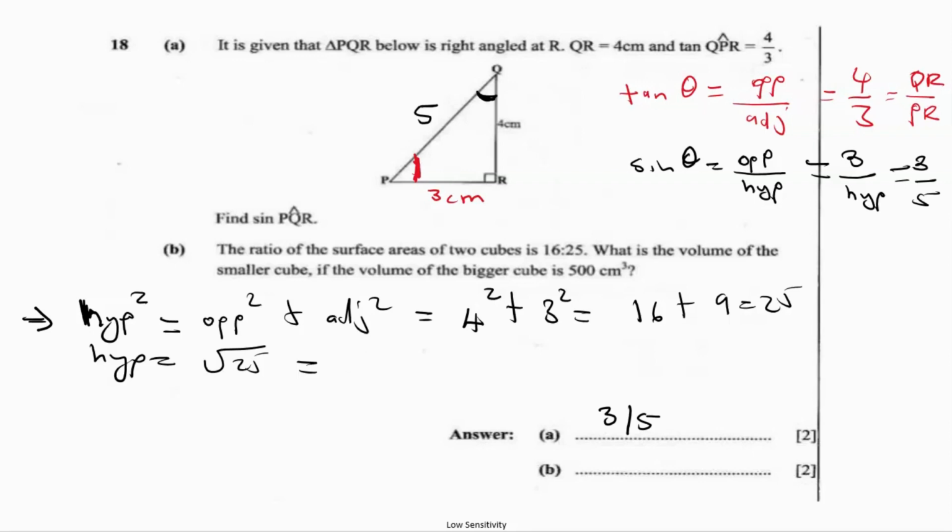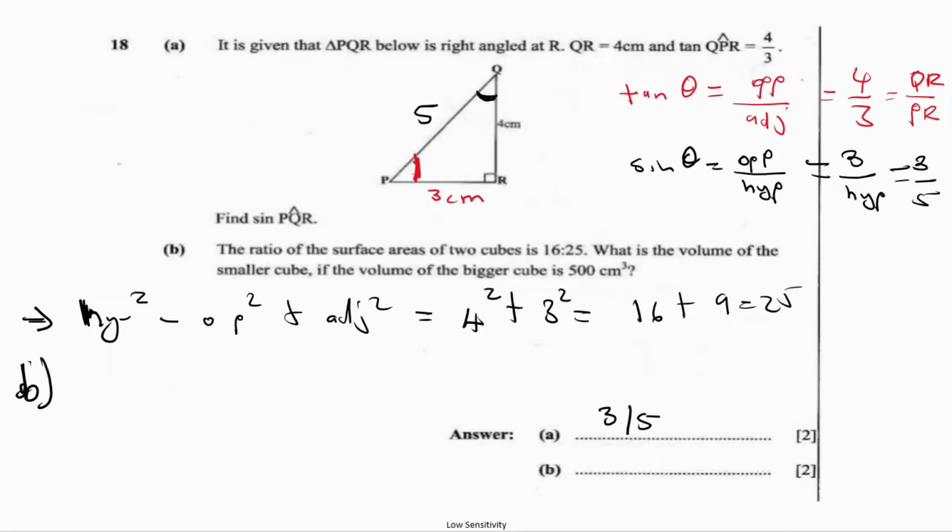I'm going to erase this part here and go to the second question, B. We're given that the ratio of the surface areas of two cubes is 16:25. What is the volume of the smaller cube if the volume of the bigger cube is 500 cubic centimeters? Right, so how can we solve this?